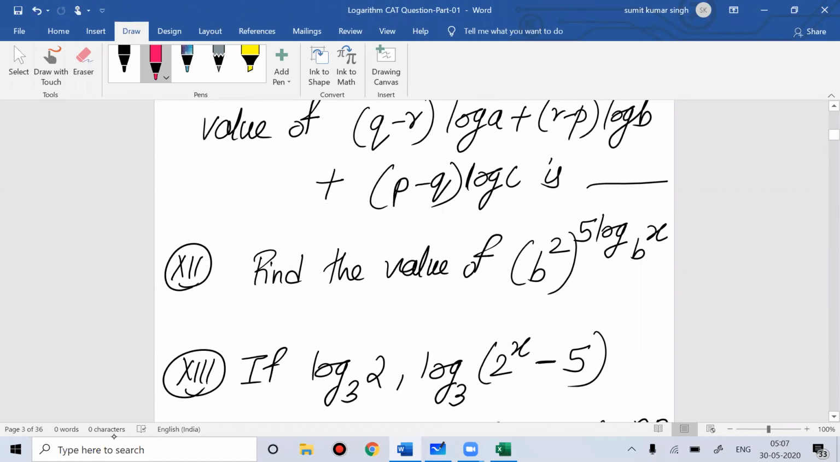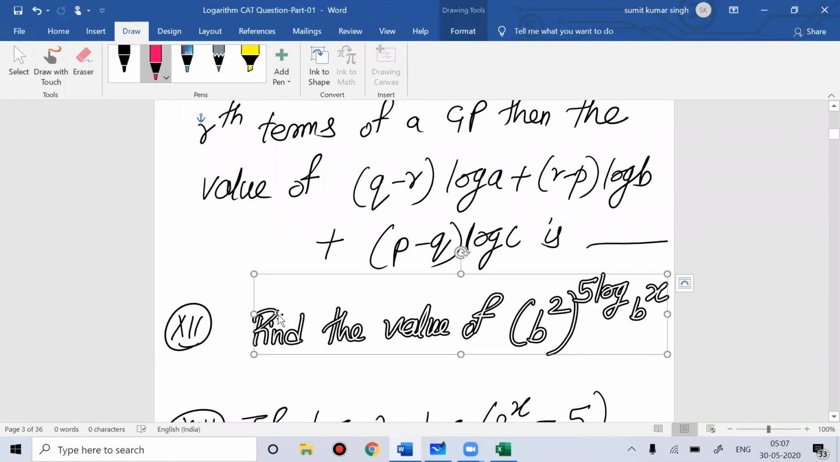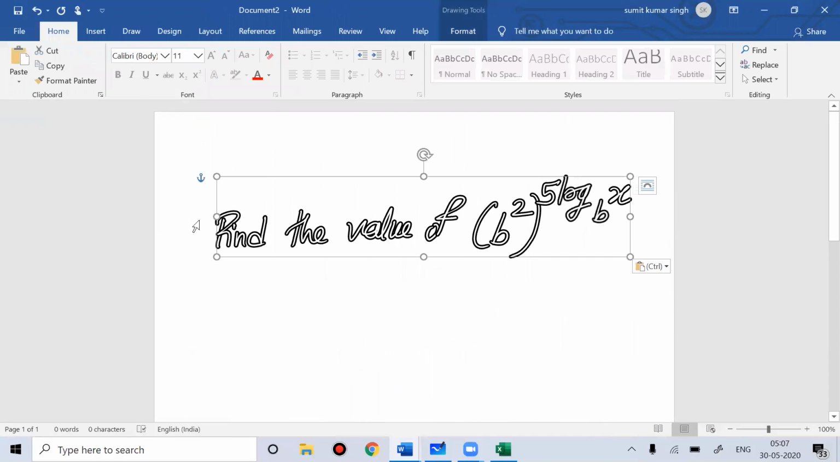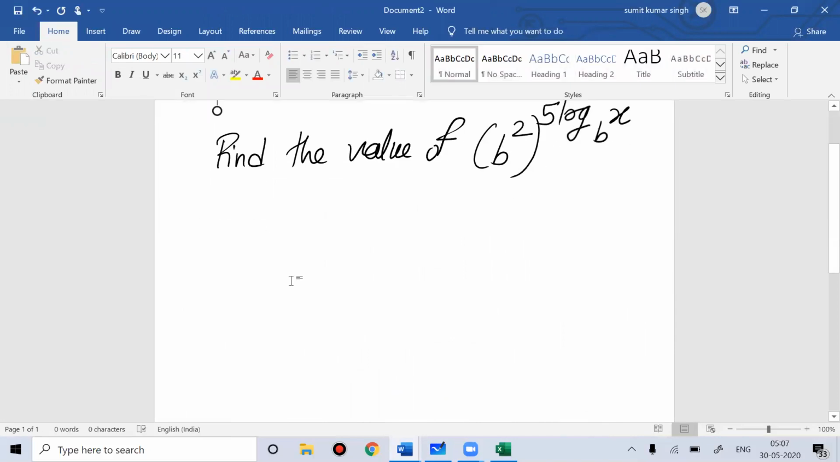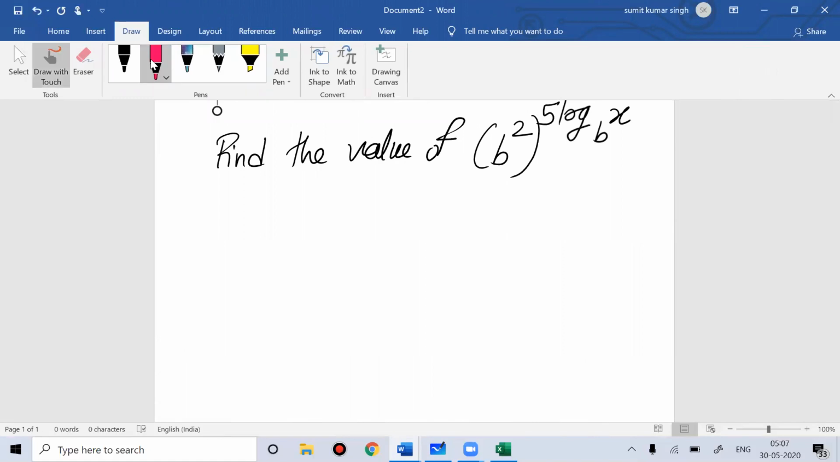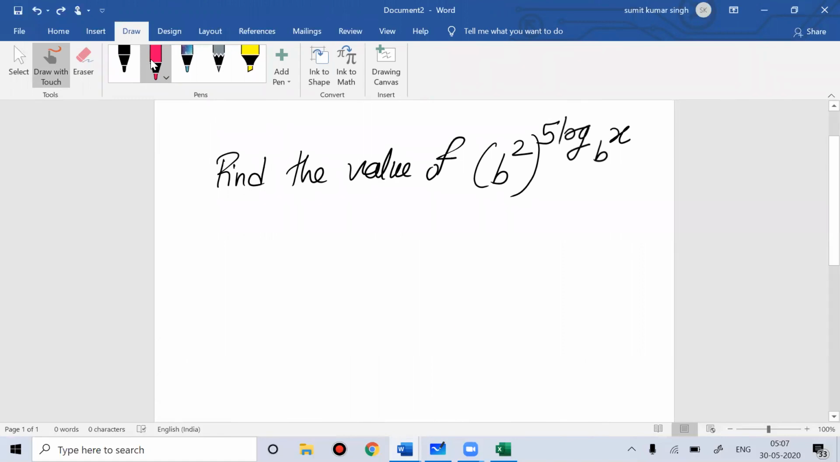You can see this question. Suppose I copy this question. Now you can see it. Find the value of b to the power 2 log base b of 5x. If I want to solve this question, what can I do? I can write this as b square, with log base b here. Can I write this number as x to the power 5? You can understand this.